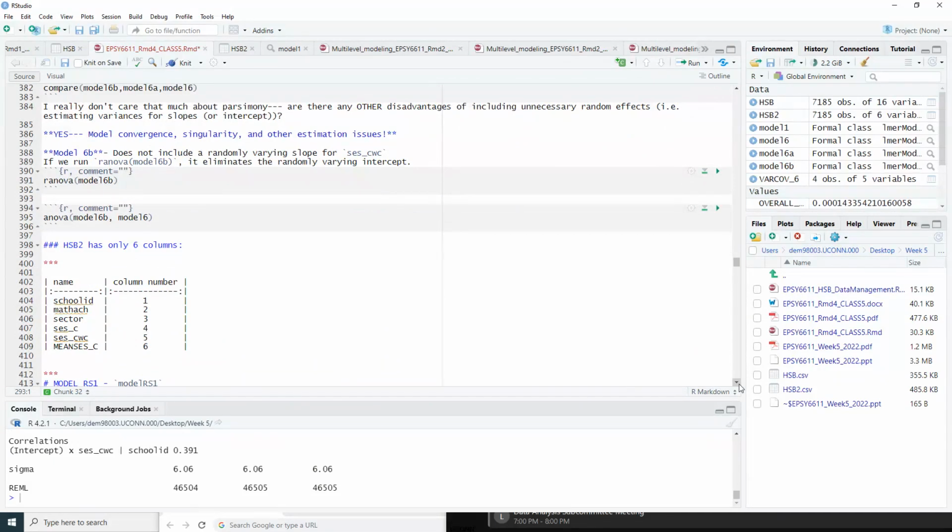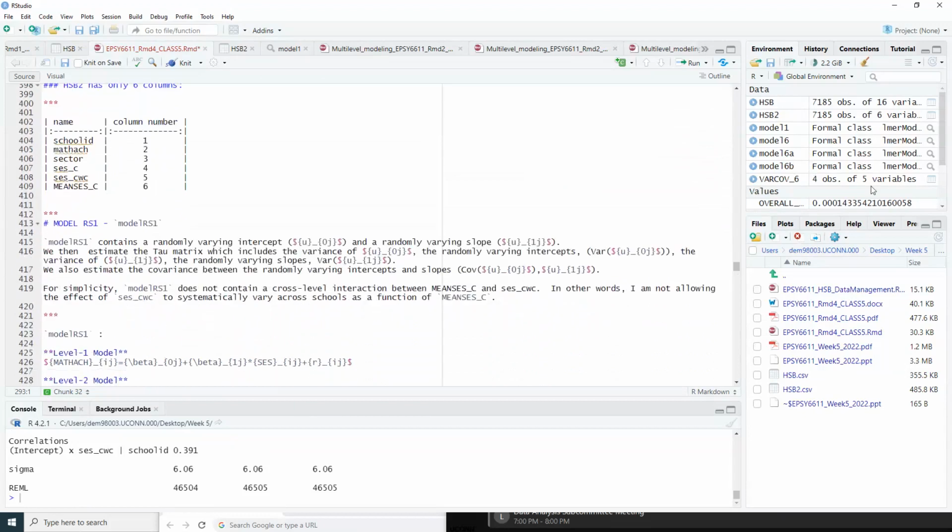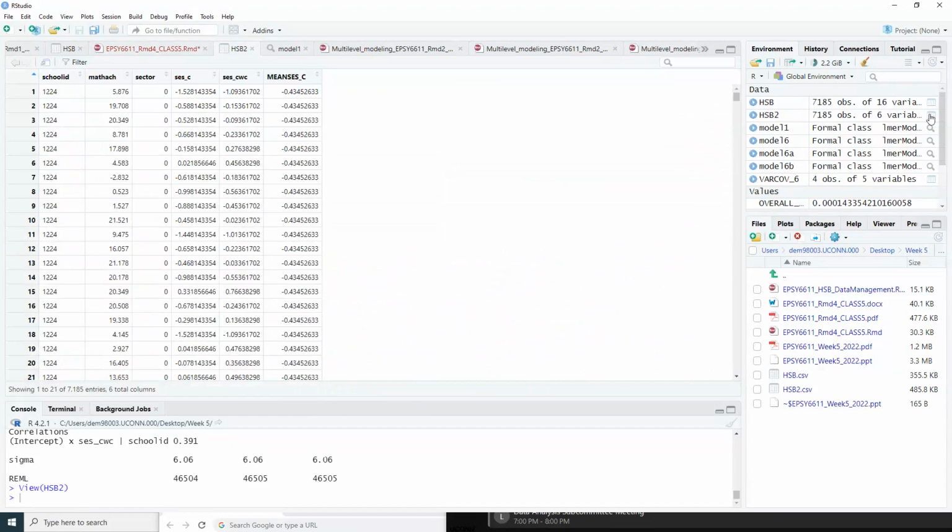Okay. So now let us look at HSB2 for a sec. Remember how I created HSB2 before? HSB2 only has 6 columns if you look at it. I did that because when we talk about the Raudenbush and Bryk stuff, it'll be easier to keep track of these 6 columns. Column 1 is school ID, column 2 is math achievement, then sector, SES grand mean centered, SES group mean centered, and then mean SES grand mean centered. So that's my HSB2 data set. Okay.